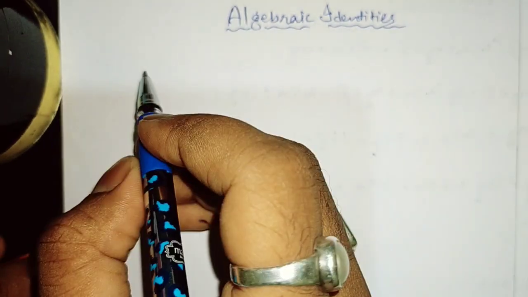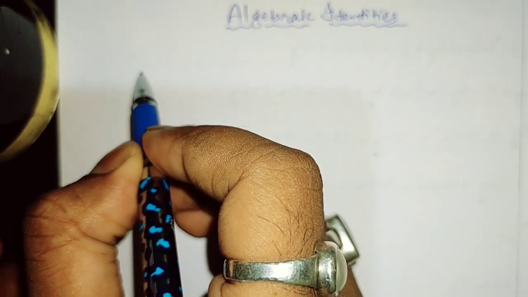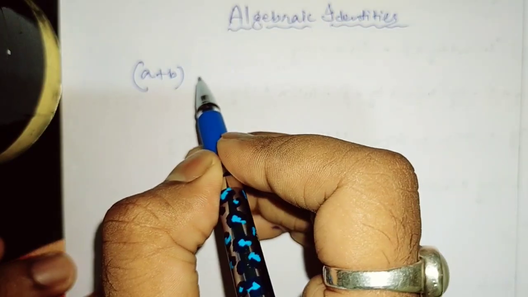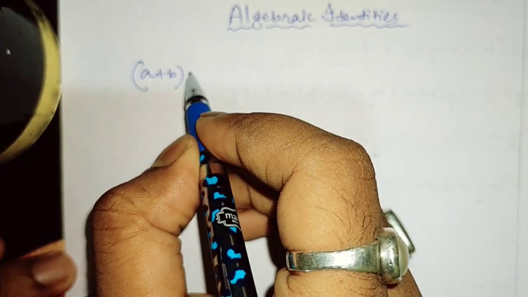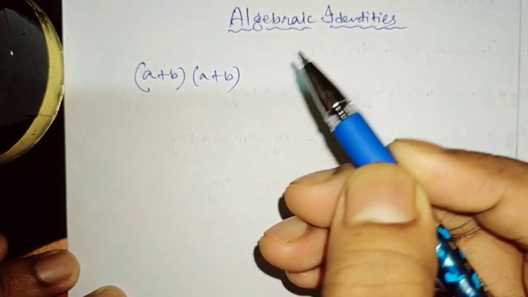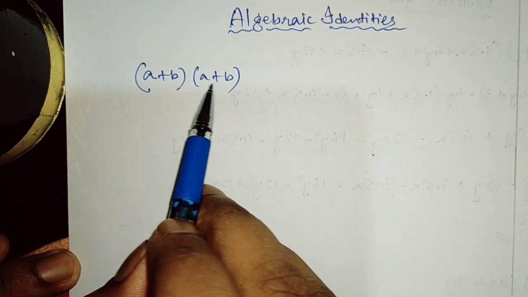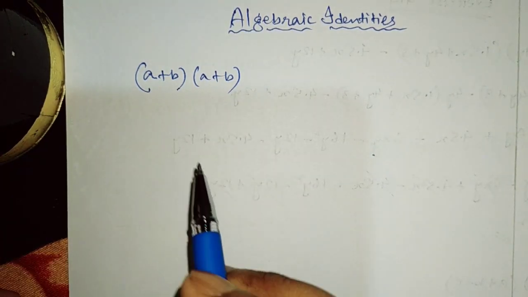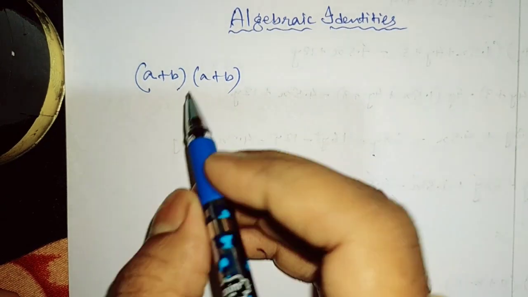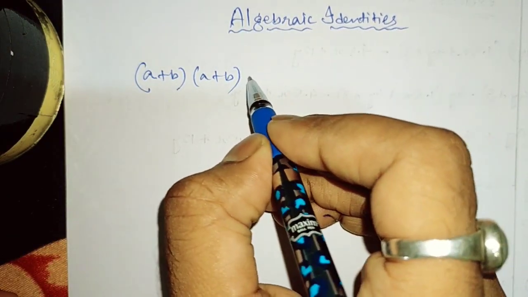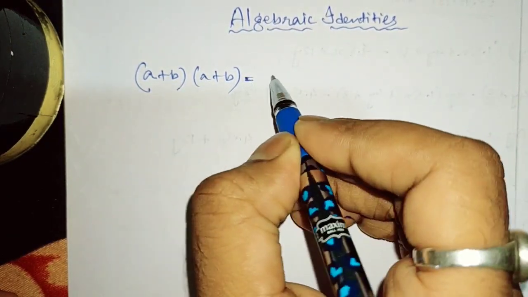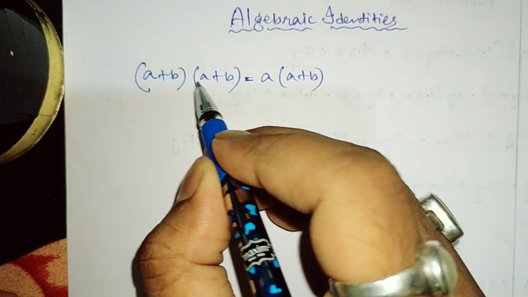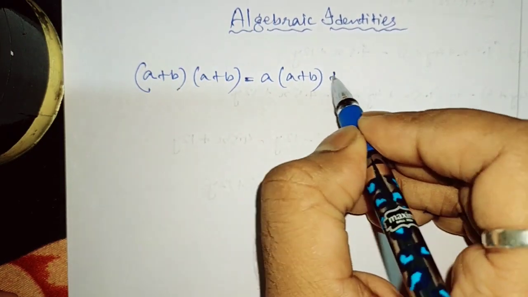Suppose we have two binomials: a plus b, and the second one is actually the same, a plus b. We have to multiply a plus b with a plus b, as we have already learned in our last class how to multiply a binomial with another binomial. We will proceed accordingly. We'll multiply a with a plus b, then again b with a plus b.